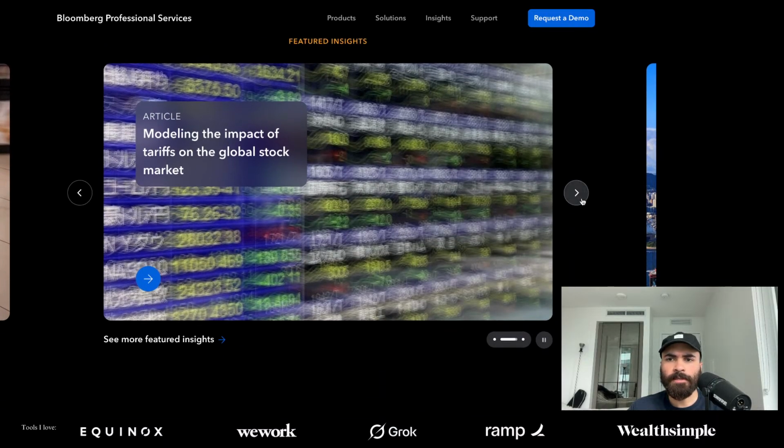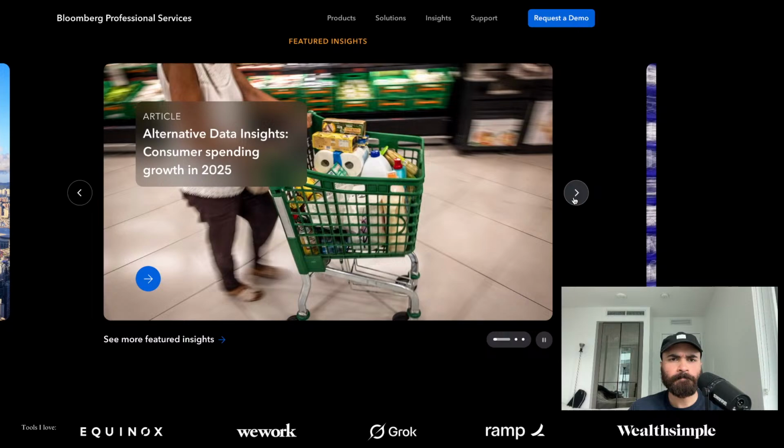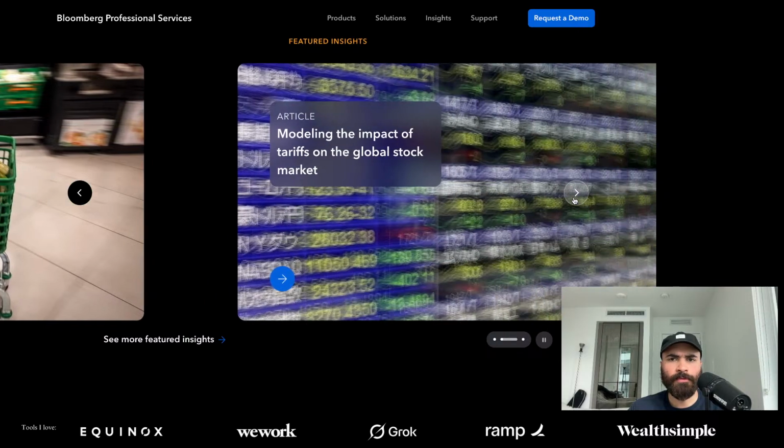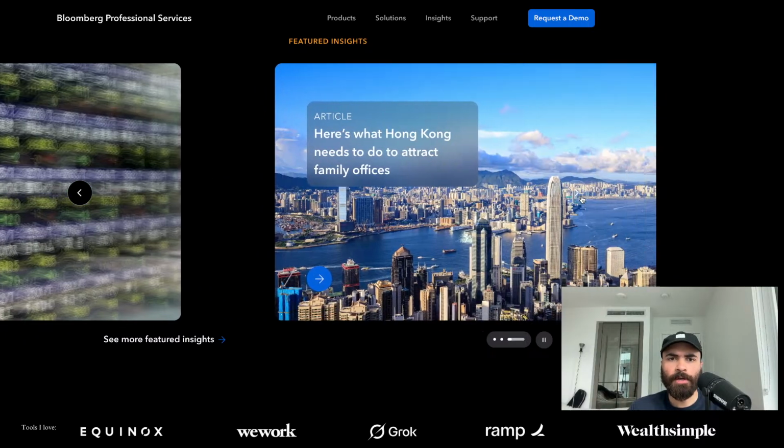Featured insights. Whoa. Here's what Hong Kong. Yeah, this looks like a Salesforce star, but I'm like, this is not SF. This is Hong Kong. Attract family offices. Alternative data insights, consumer spending, modeling the impact of tariffs on the global stock market.